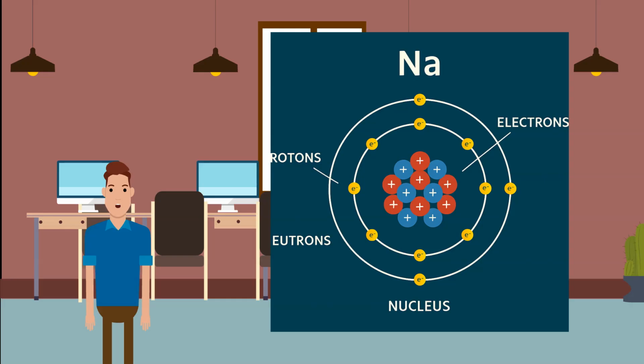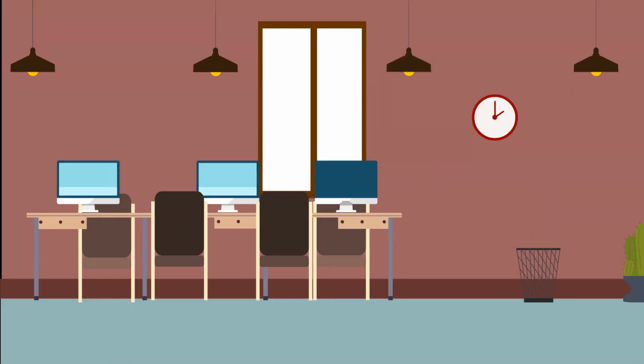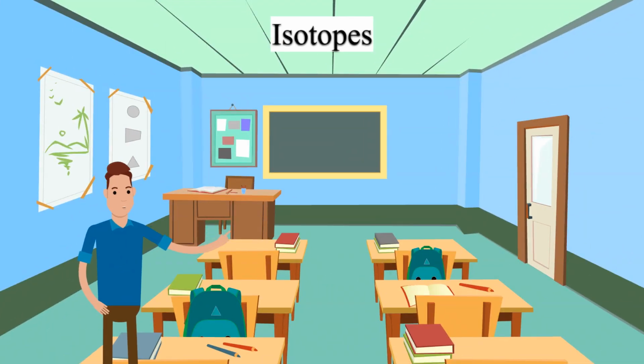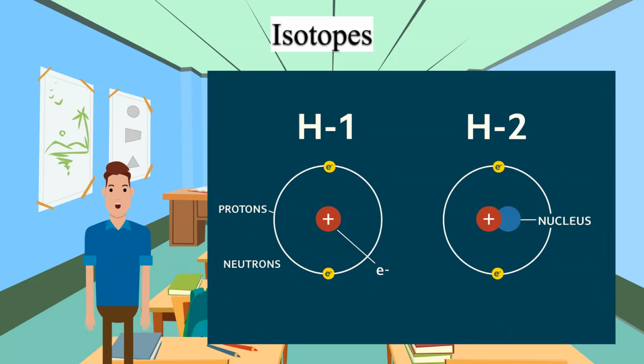Remember, protons define the element. If you change the number of protons, you get a different element altogether. Sometimes, atoms of the same element can have different numbers of neutrons. These are called isotopes. For example, hydrogen can exist as hydrogen-1 and hydrogen-2, same number of protons, but different masses. So, same element, different isotope.